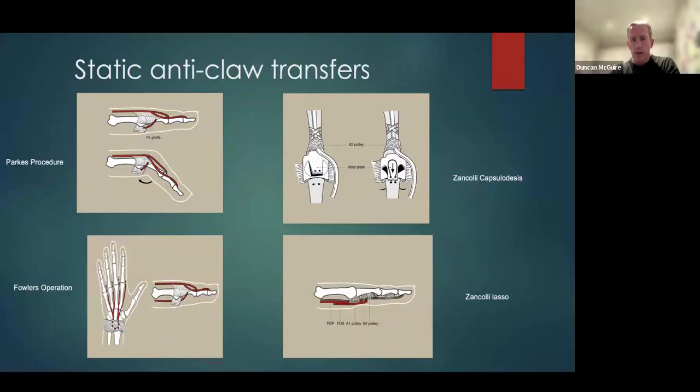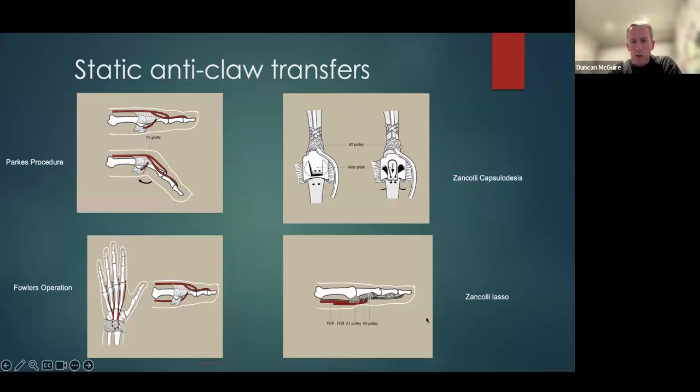Zancoli's big name in this, and the one we do really at Critiscare, is the Zancoli lasso, which is the bottom right, where you cut FDS and then you bring it back on itself, cut it, pass it through part of the A2 pulley, and then suture it back on itself. But you have to have an intact FDS to do that. So if the patient had a stab and it's cut all the flexors and the ulnar nerve, then obviously that FDS isn't going to be working. So then you cannot do that option. You may have to look at doing one of the others or do a dynamic transfer.